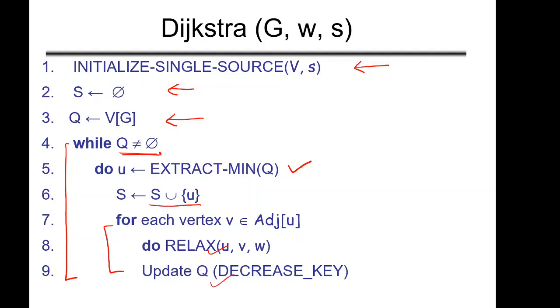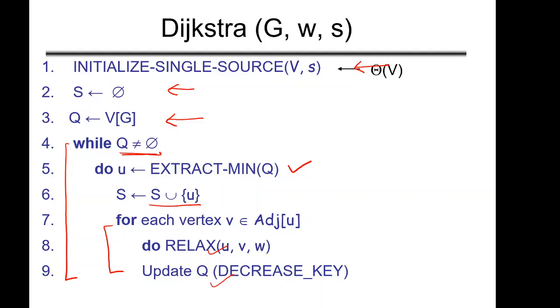So when you relax, you find that at this particular vertex the value should be a little lesser. And to do that in the priority queue, we have to call the decrease key function. So we'll just call the decrease key operation and we will do that.